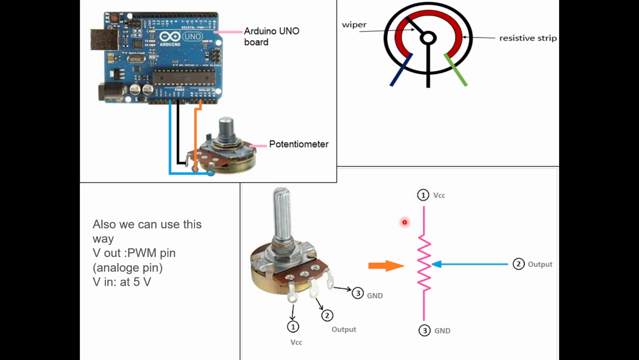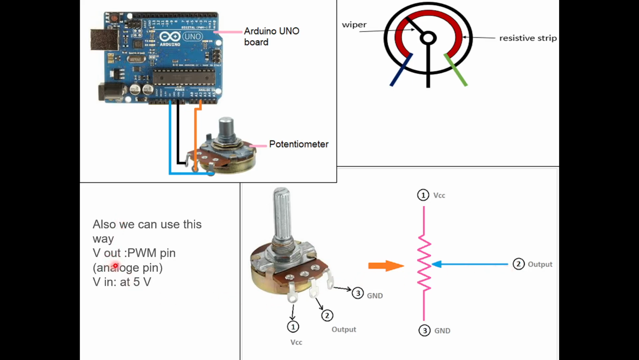You can even see the pictorial representation here. The schematic shows us that one is connected to VCC, another is connected to ground, and the second one, that is the wiper connected to our rotating part, is connected with the output one.